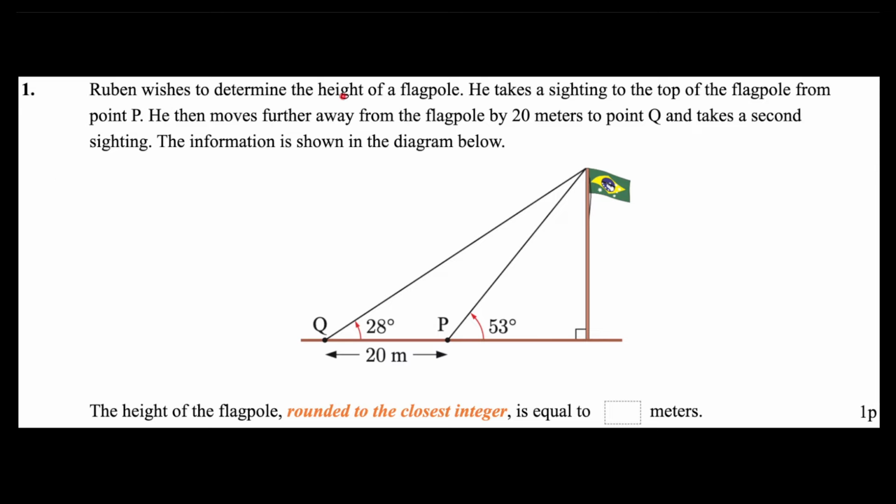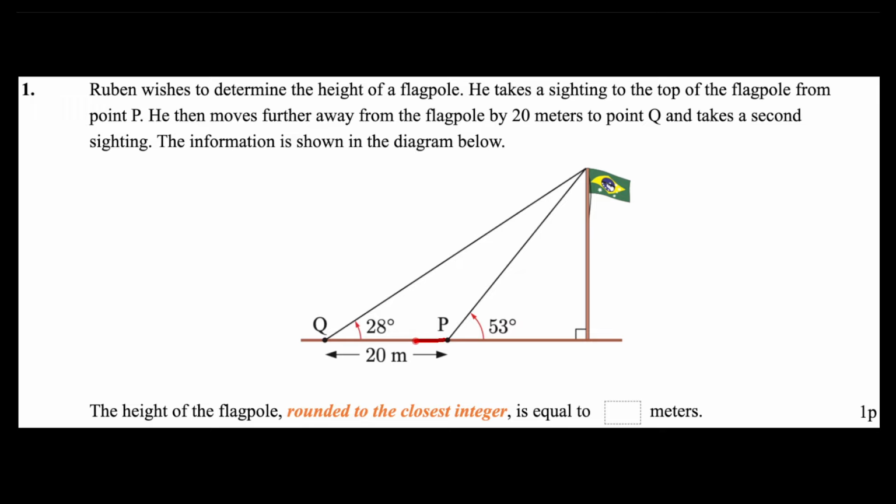Ruben wishes to determine the height of a flagpole. This is your flagpole here in the picture. He takes a sighting to the top of the flagpole from point P. First, he is here. Look at the top of the flagpole, and of course, this angle of sight is called angle of elevation. Is 53 degrees. He then moves further away from the flagpole by 20 meters to point Q.